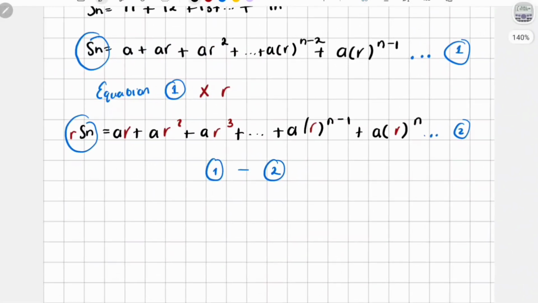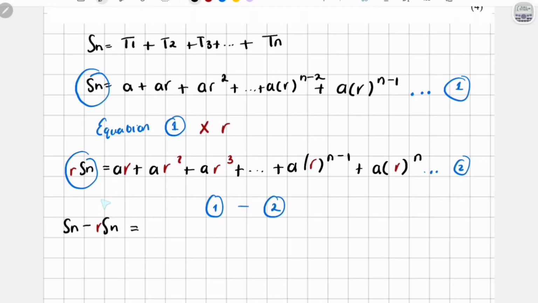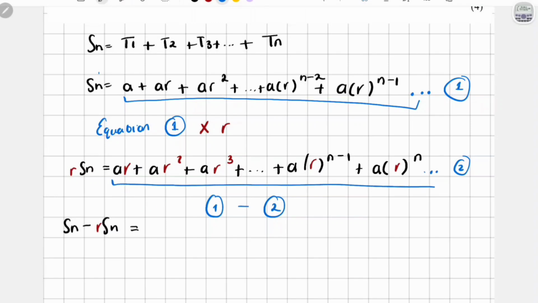So the first equation, equation 1 minus 2. On the left hand side, that of course is our Sn minus our rSn, and now we're going to just find the other part. So it's equal to, and now again, we're saying equation 1 minus equation 2. You're going to look at the right hand side now. We're saying all of this is going to be subtracted by all of this.